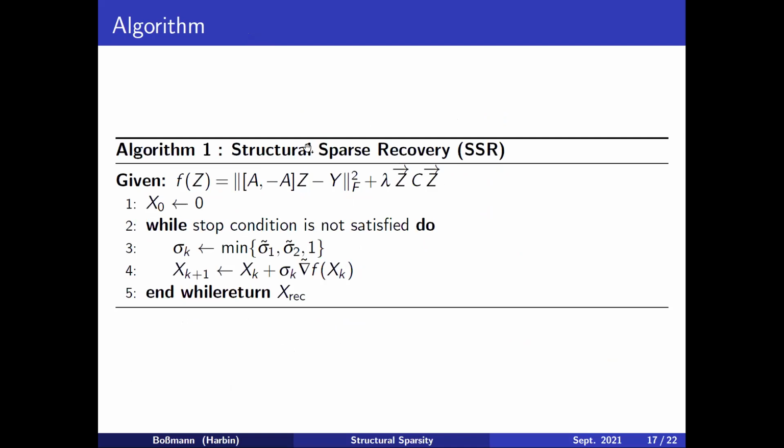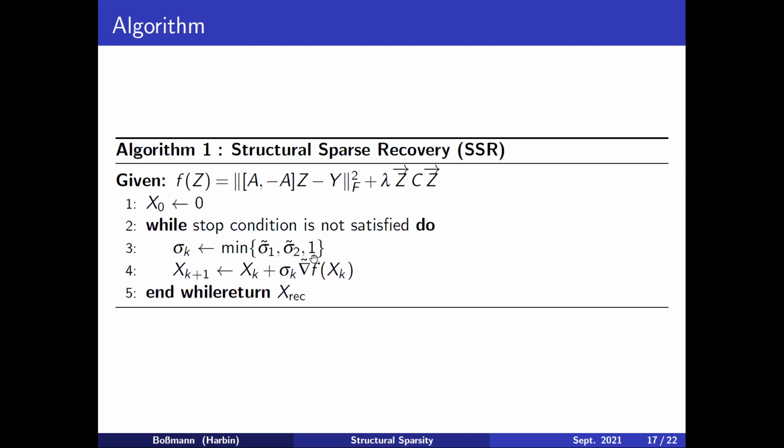And here's the algorithm we're using. So we get this function. The first thing is you initialize it with the 0 solution. So we just start with x0 equals 0. And then we iterate just gradient descent. This means we calculate the gradient. Then we calculate the optimal step size. This here is just the step size we're choosing, chosen in a way that the maximum is 1.